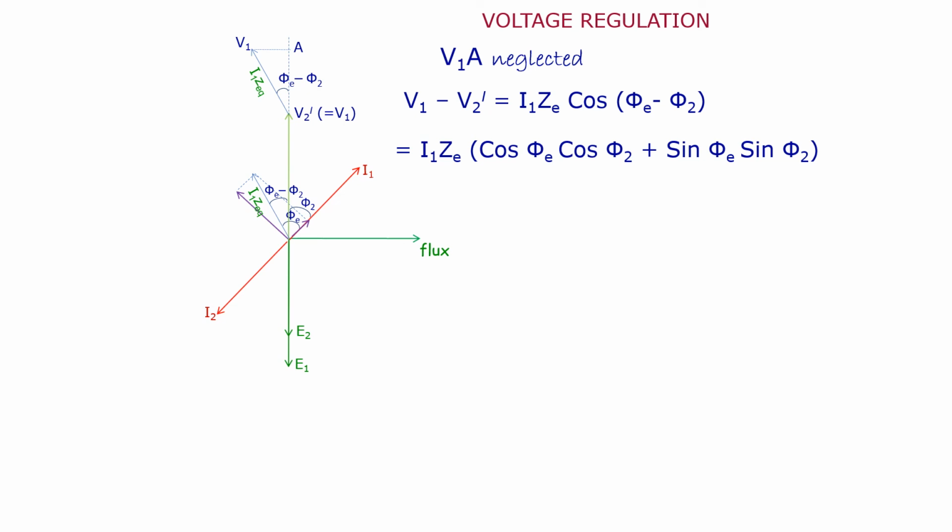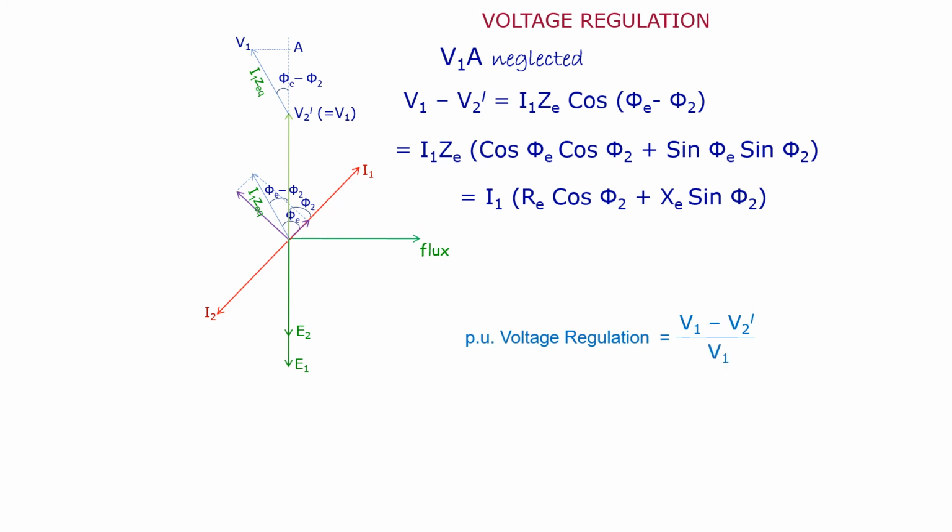Now writing ZE cos phi E as RE, you get I1 RE cos phi 2, and ZE sin phi E is written as XE. Per unit voltage regulation being V1 minus V2 dash by V1, we substitute from above for V1 minus V2 dash. The per unit voltage regulation becomes I1 into RE cos phi 2 plus XE sin phi 2, by V1.